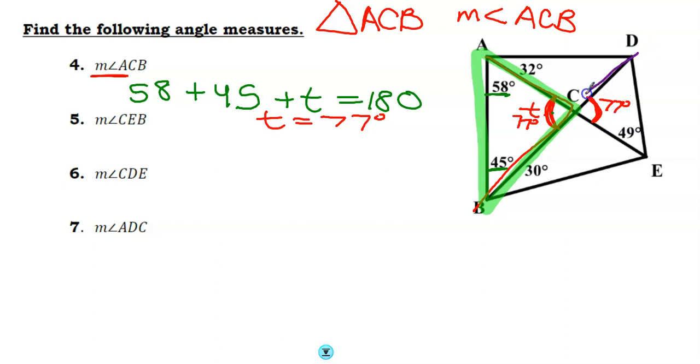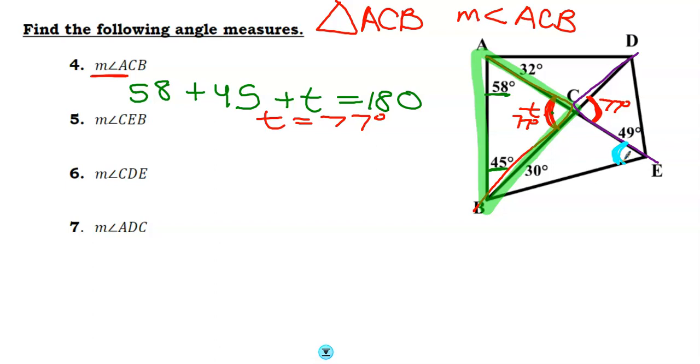So this is DCE. DCE, am I looking for that one? Nope, it doesn't look like I need that one. But which one do we need next? CEB. So let's look at CEB and see what that looks like. CEB, so that's this angle right here. Okay, well, I'm going to skip that one for now and see if I can find out another one.